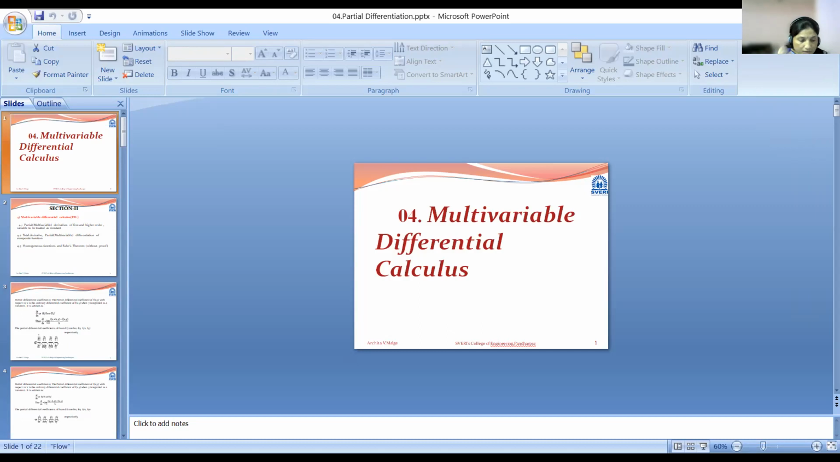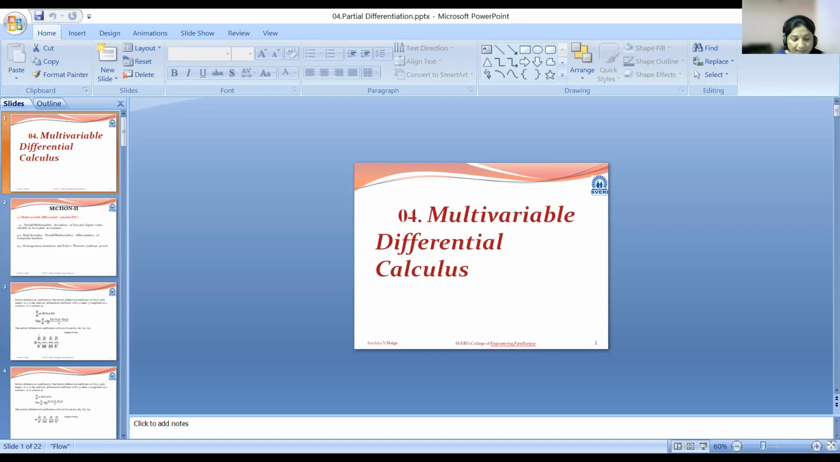Okay. So as we know, the area of a rectangle, as we just discussed, depends upon the length and the breadth. Hence area is a function of two variables, that is, its length and its breadth.